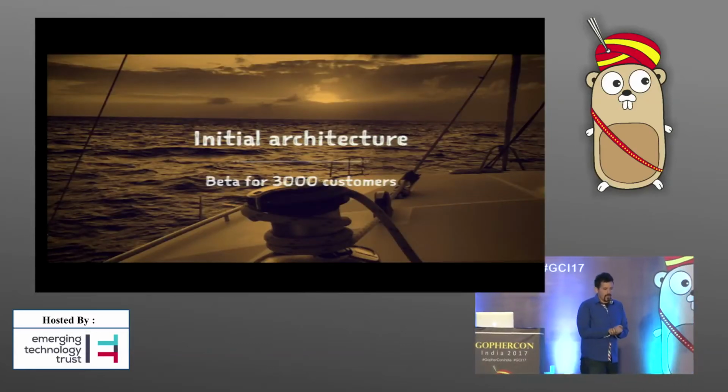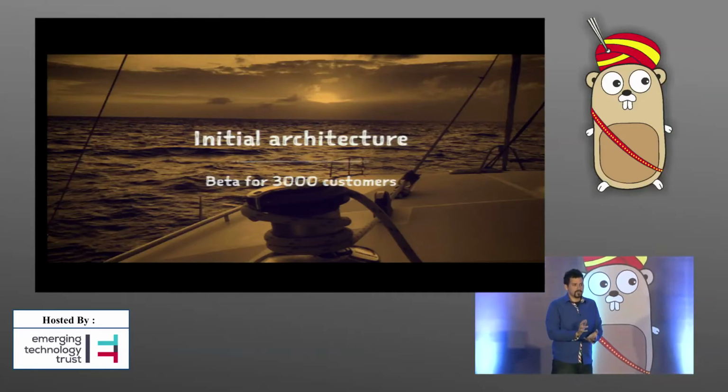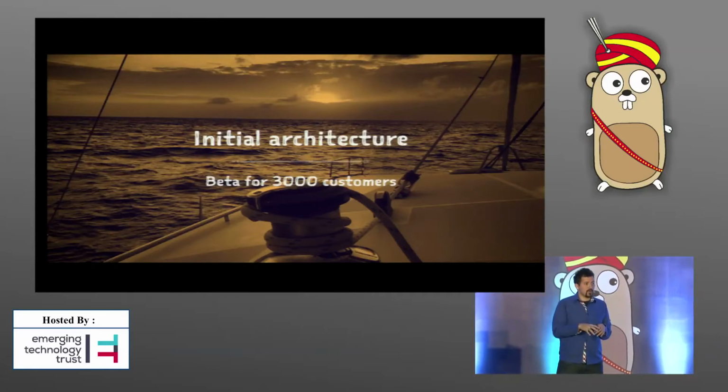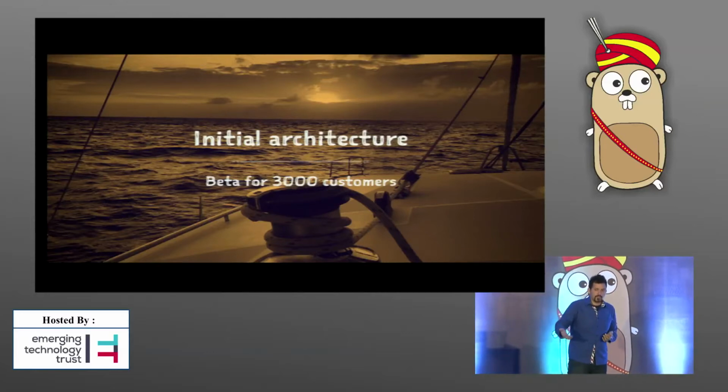So we started off and we said, okay, we're going to use Prometheus as our initial architecture, and we're going to offer a service to our customers. So we offer and sell virtual machines. We wanted to give metrics and graphs to all of our virtual machine customers. So we said, okay, here's a beta for about 3,000 people. And how can we scale Prometheus to support maybe about 3,000 users, which is not a lot?